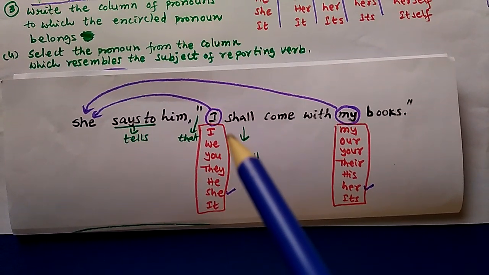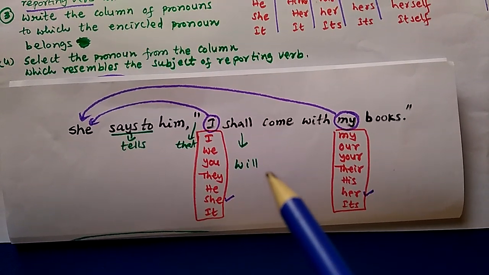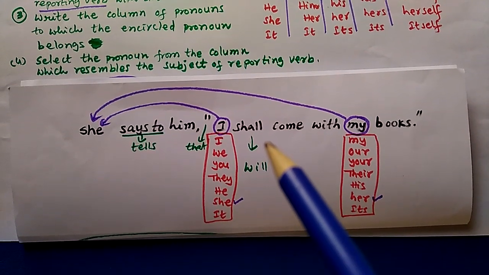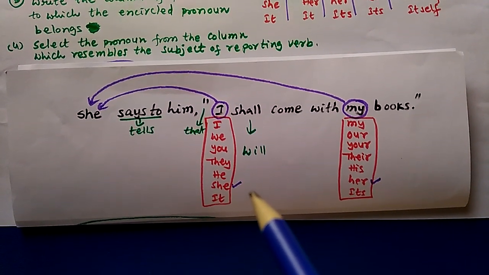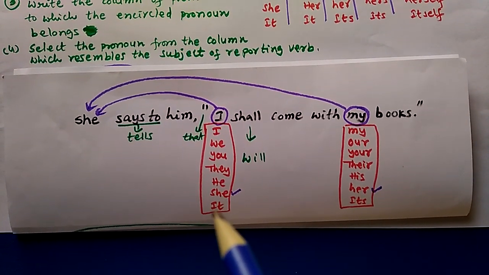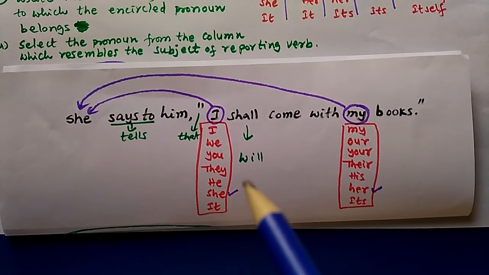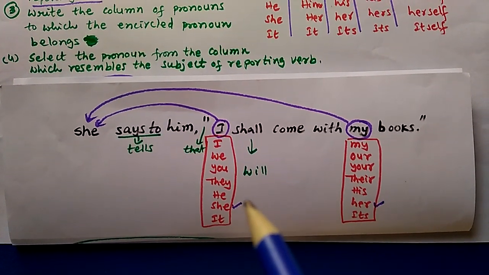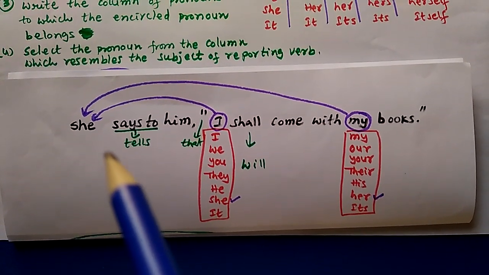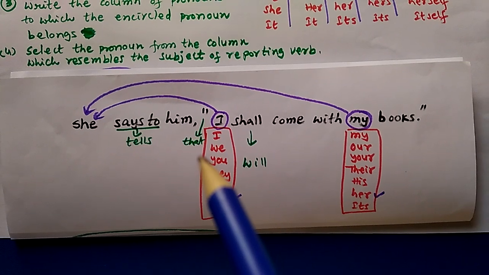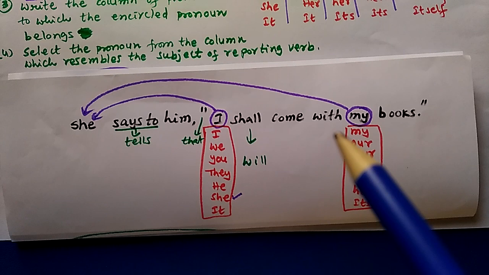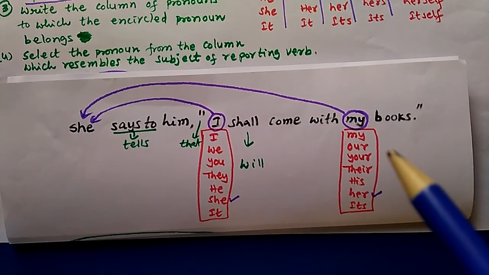And next one, as the pronoun is changed, the verb shall may not agree. So here will agrees. So instead of writing shall, we have written will here. Here will is not the past form of shall. Only for the agreement with the subject we have changed shall into will. And by these changes we can get the answer. She says to becomes tells, she tells him, inverted comma becomes that. So she tells him that she will come with her books will be the answer.